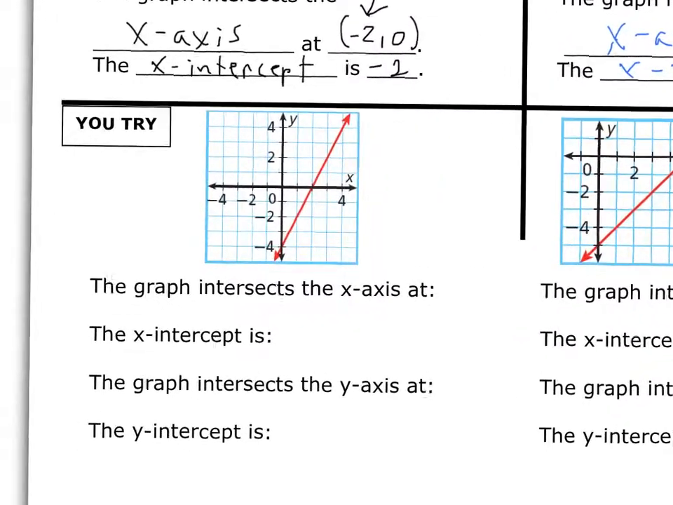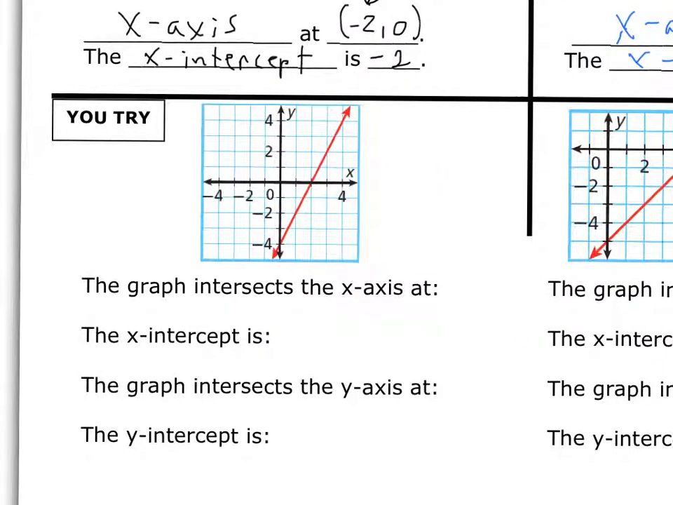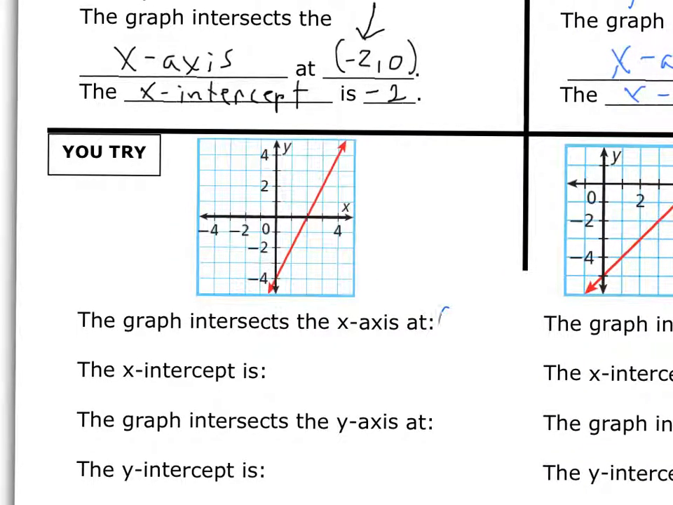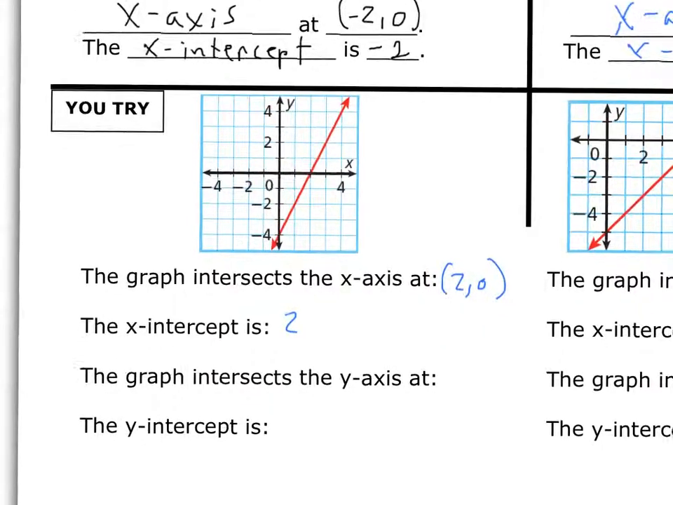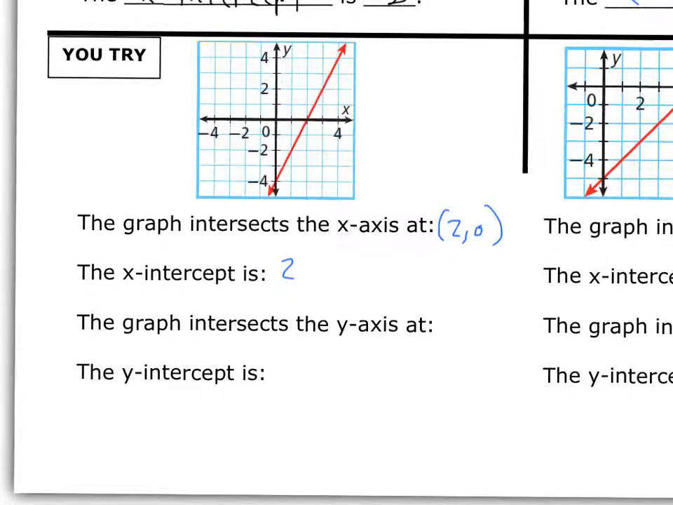All right. I want you, with a partner, to try this example. Go ahead, take a second, try this example. Your solutions: the graph intersects the x-axis at (2, 0). The x-intercept is 2. The graph intersects the y-axis at (0, -4). So your y-intercept is -4.